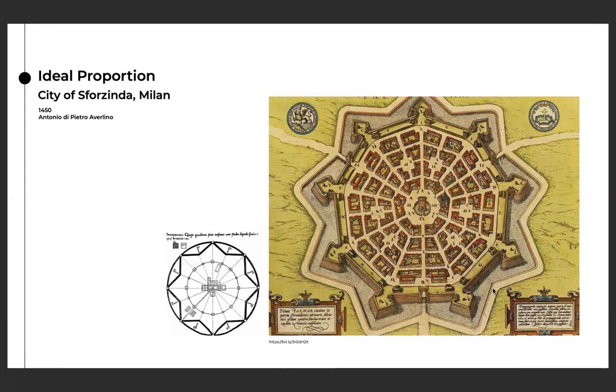You have the 2 squares, rotated a little bit. And this was the ideal city plan. Never built, so take that for what it's worth. But this is one of the ways that idealized proportions were applied to city planning.